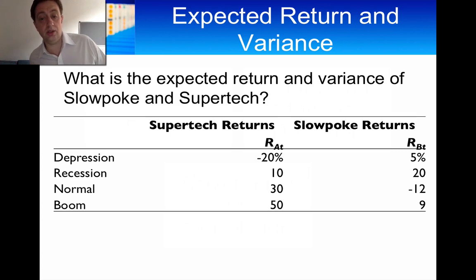And you've got two companies, and it's been set up so that you're going to see negative returns in Supertech when the market's going down. But with Slowpoke, it's slightly different. You're seeing positive returns when the market's going down. Now, there are many industries, if you think about the debt collection industry, that tend to do better when the market's not doing too well.